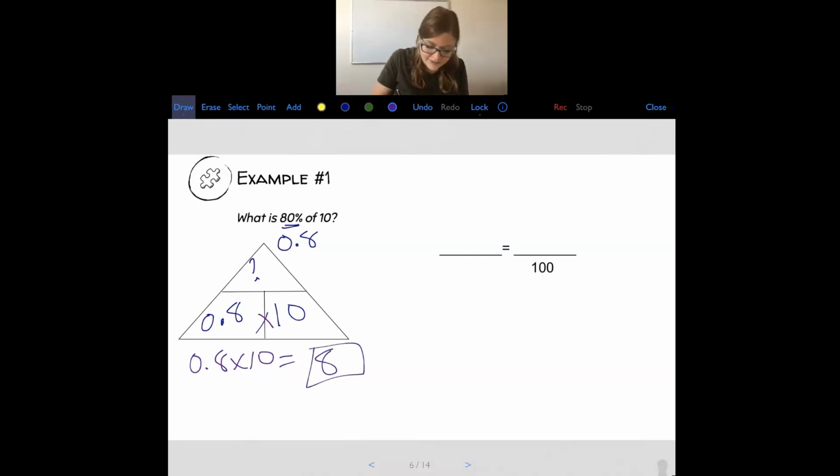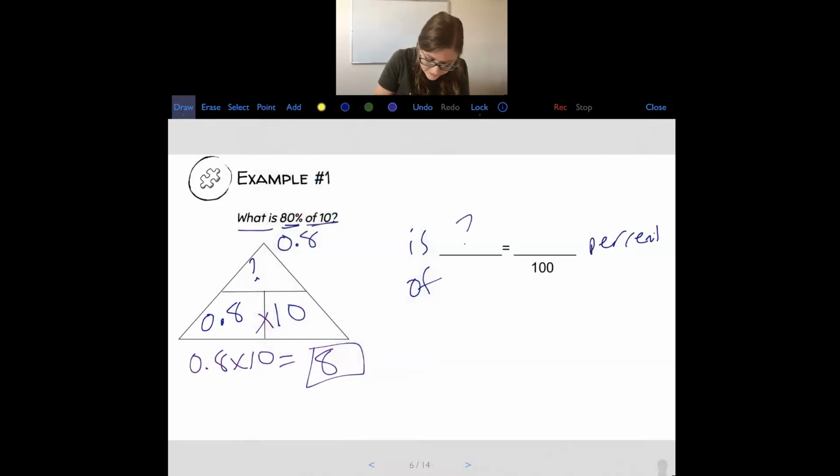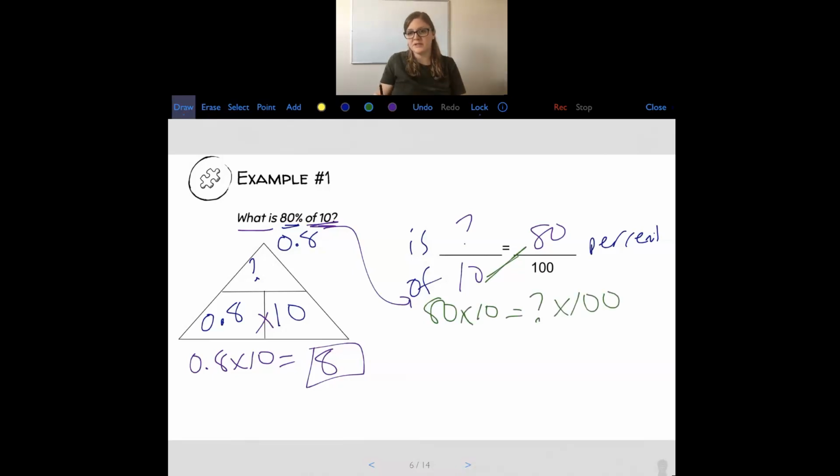Okay, using the other method, is over of is equal to percent over 100. So what is, that's our question mark, that's what we're trying to find. Of is 10, and our percent is just 80. So the way this method works is we have to use some cross multiplication. So we cross multiply, so 80 times 10, and then we cross the other way is equal to question mark times 100, and we would be solving for the question mark. Okay, another way to think of this is you take 10 times 80 and then divide by 100. Okay, and that's what's happening if you solve for the question mark, and you get 8 that way as well.